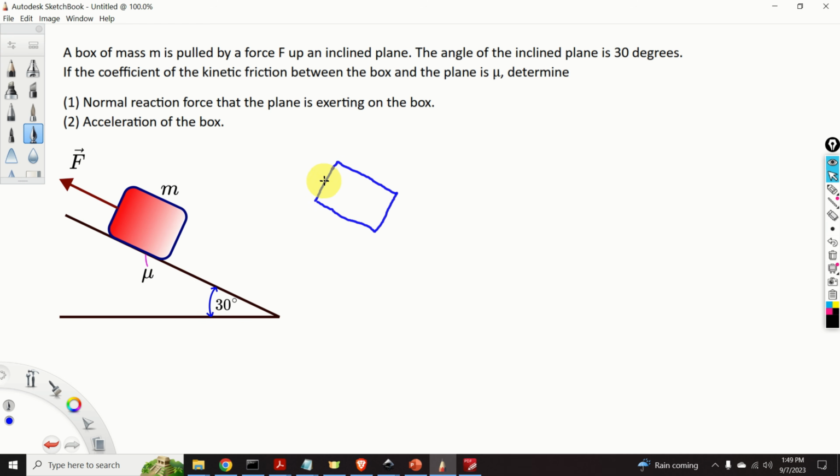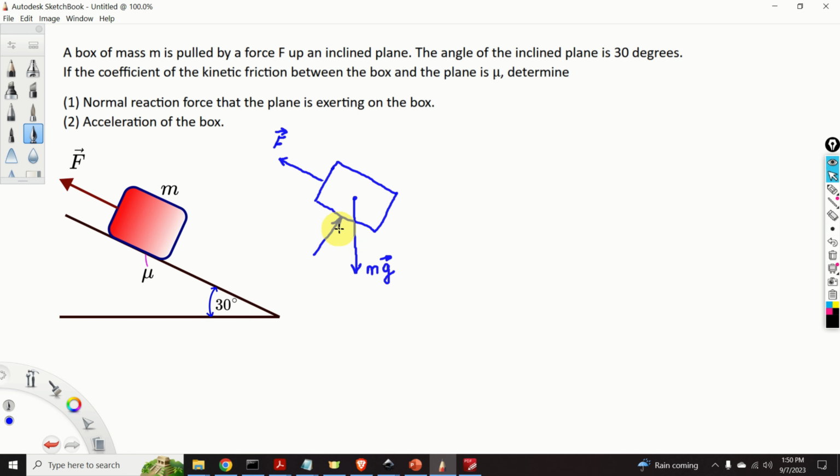Obviously, we have the force F. Here it is. Then we have the weight of the box. The weight of the box is represented by the vector mass times g, where g is the gravity acceleration. Then we have the reaction force N.